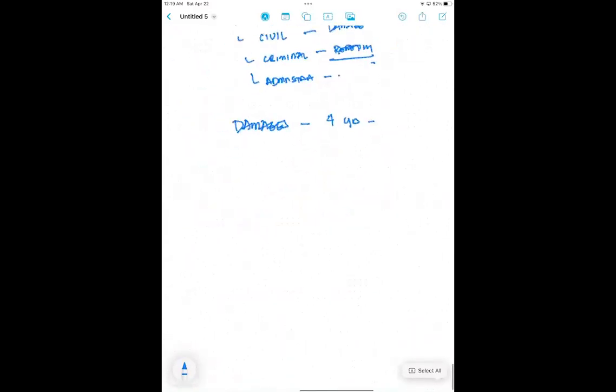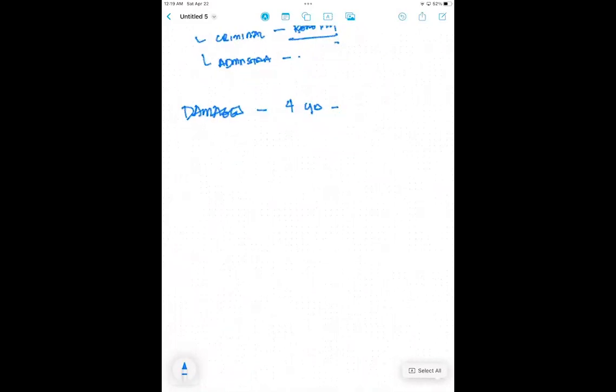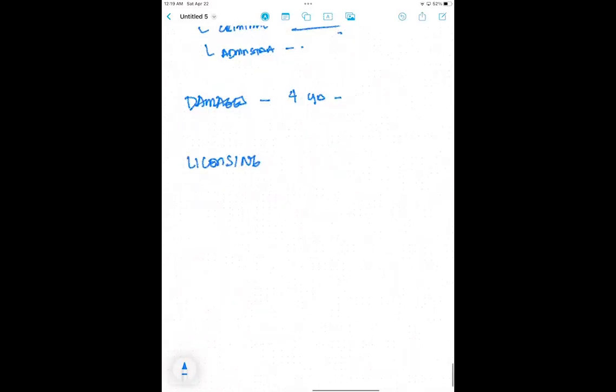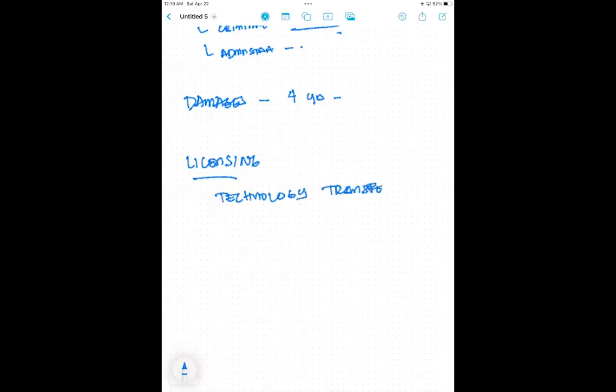Now, we go now to the next topic, which is licensing. Okay? What is this licensing? Okay? Ito yung tinatawag na technology transfer arrangement.